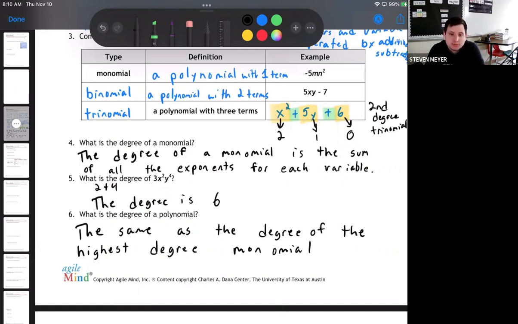So the two ways that you can classify a polynomial are first by the degree and second by the number of terms. If you have something that is more than 3 terms, then you can just call it a polynomial. If it has 4 or more terms, it's a polynomial.